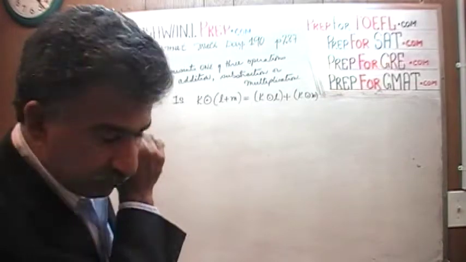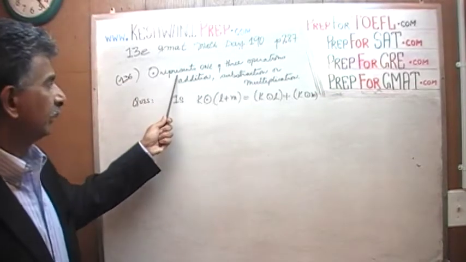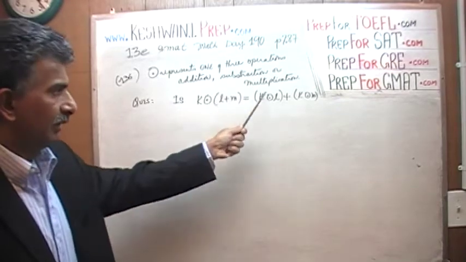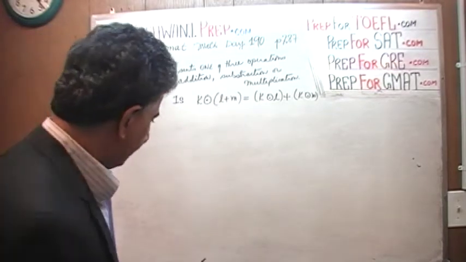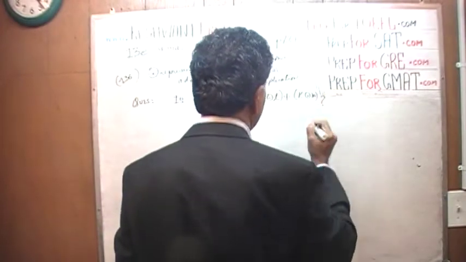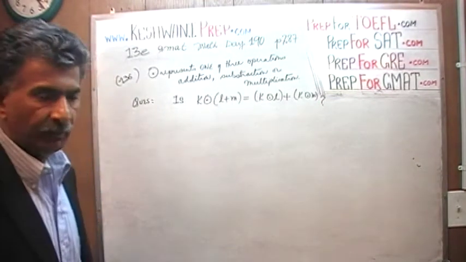In 136, we are given this symbol here, and we are told that it represents one of these three operations, either addition, subtraction, or multiplication. The question simply is, is this equation that is given to us something that holds? Is it true? Let's find out. Let's see what they give us.